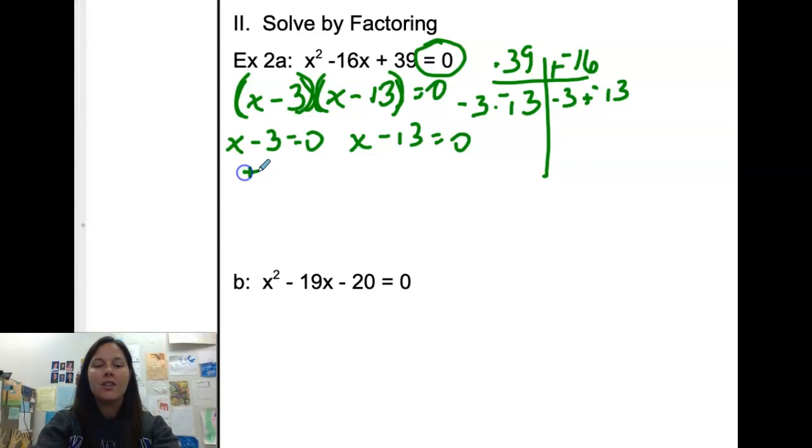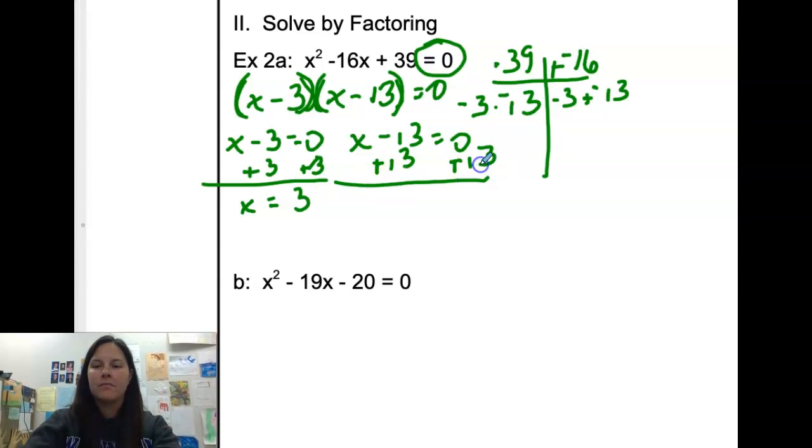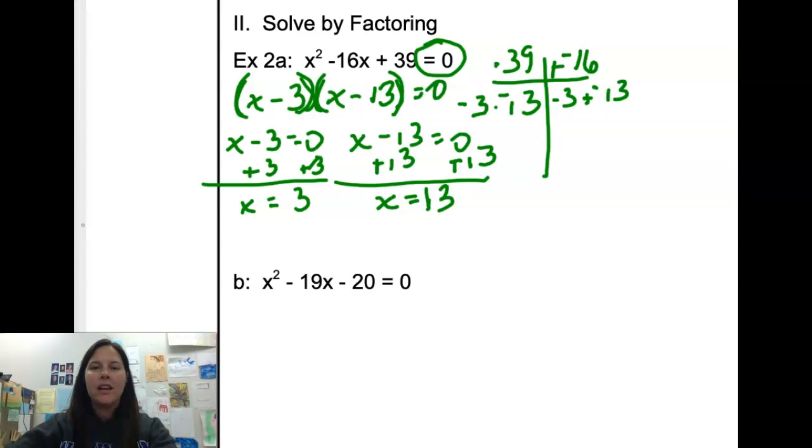Solving for x, these are nice, easy equations to solve. We just have to cancel that number that we're adding or subtracting to the x. So our first solution is x equals 3. Solving my second equation by adding 13 to both sides, I get x equals 13. So the two answers to my quadratic equation are x equals 3 and x equals 13.